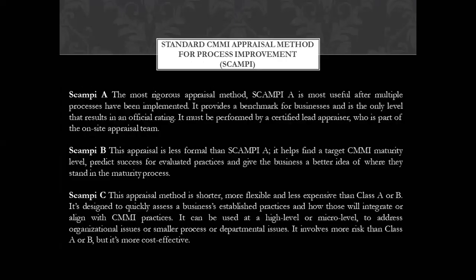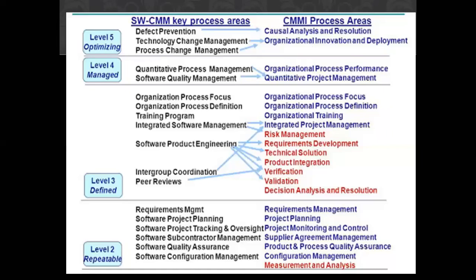One diagram I have added, this one, in which you can directly compare the key process areas of CMM and CMMI. So here in CMM, it is showing that the defect prevention, sorry, we have to start from repeatable, because in initial there are no key process areas, so it is starting from level 2 repeatable.